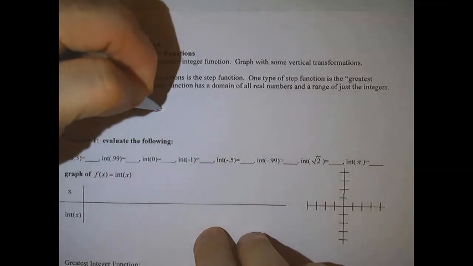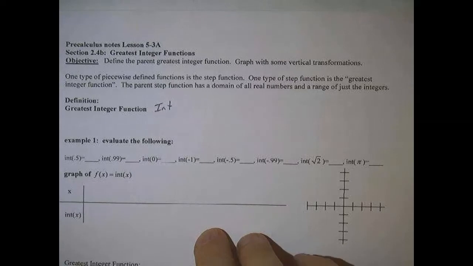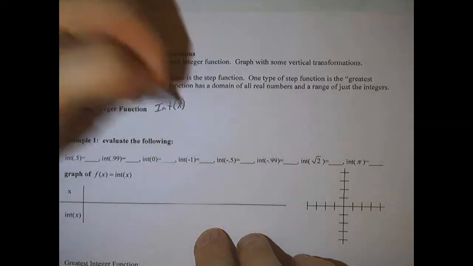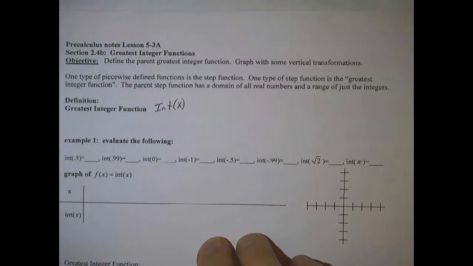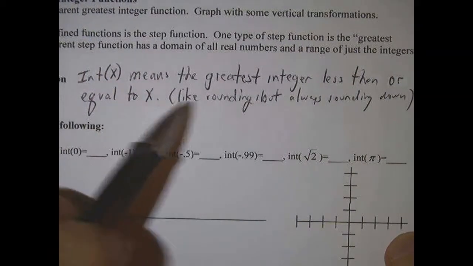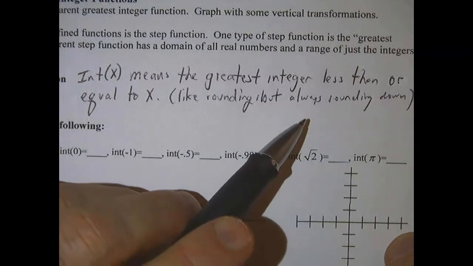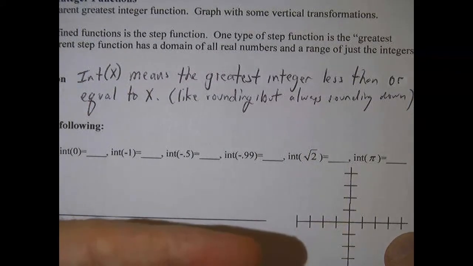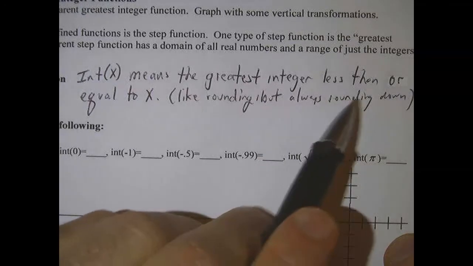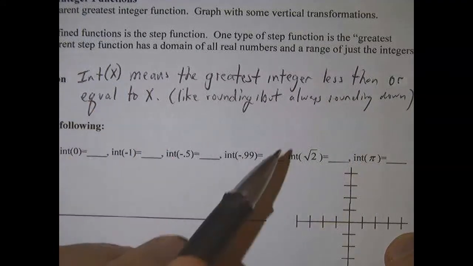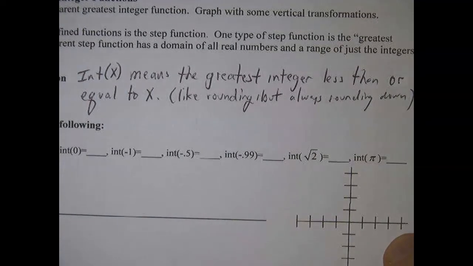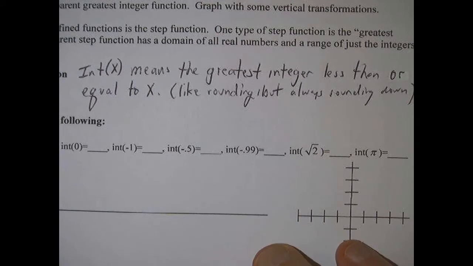So first of all, the notation that your book uses is int, which stands for greatest integer function. So int of x, or greatest integer of x, means the greatest integer less than or equal to x. It's like rounding, kind of, but it's always rounding down. So even if you have something like 2.8, you round down because the greatest integer less than or equal to 2.8 is 2. Sometimes that's called truncating. You just get rid of the decimals and keep the trunk of the number, which is the integer part of the number.